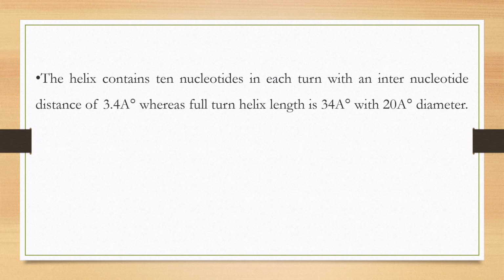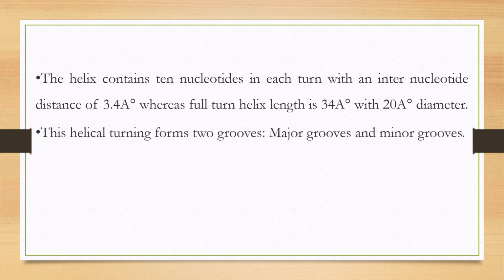The helix contains 10 nucleotides in each turn with an internucleotide distance of 3.4 angstrom, which we call technically the base pair rise, the distance between two base pairs. Whereas the full turn helix length is 34 angstrom, that is the distance between two turns, which contains 10 nucleotides, isn't it? And the diameter of the total helix is 20 angstrom units.